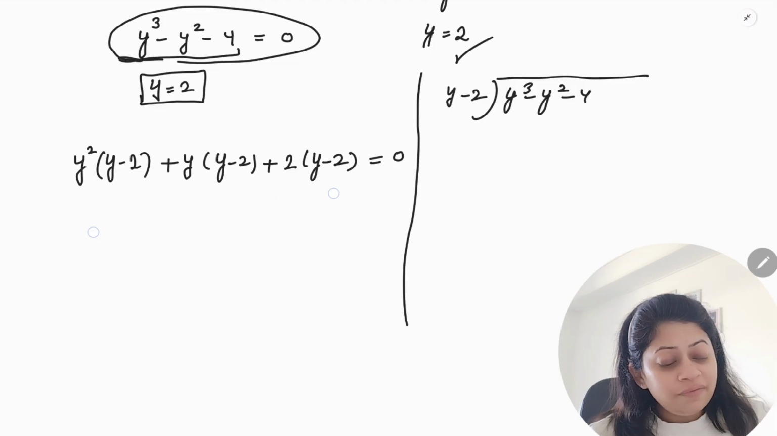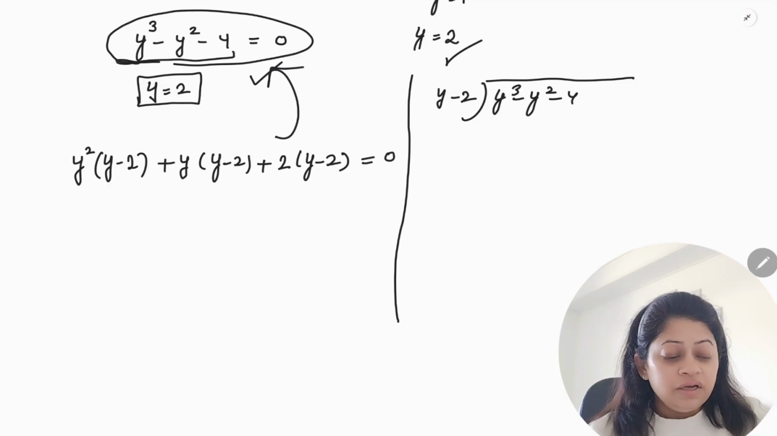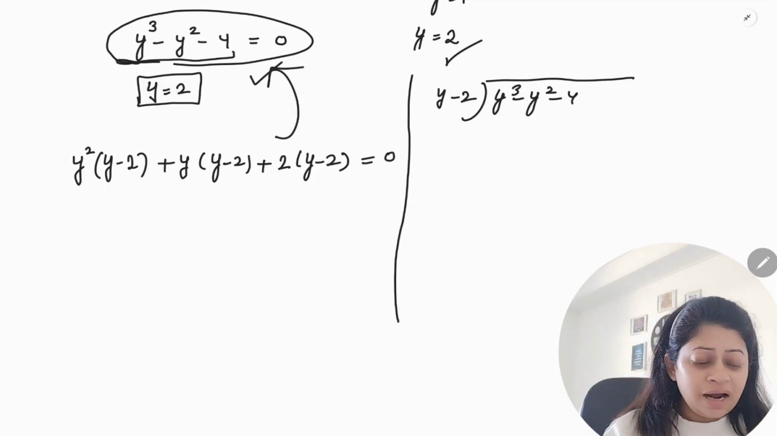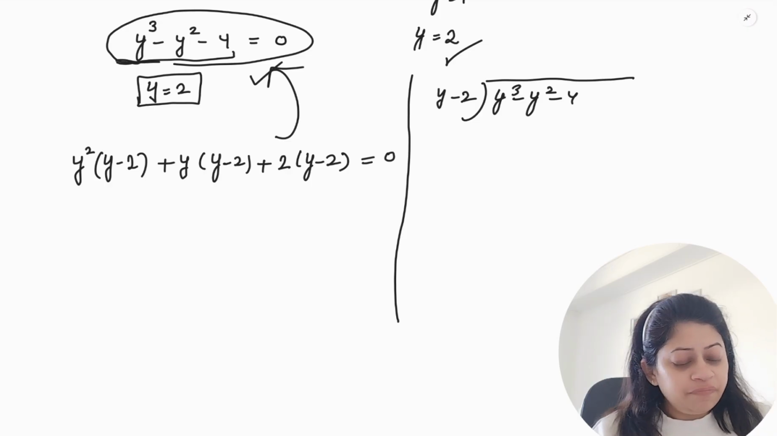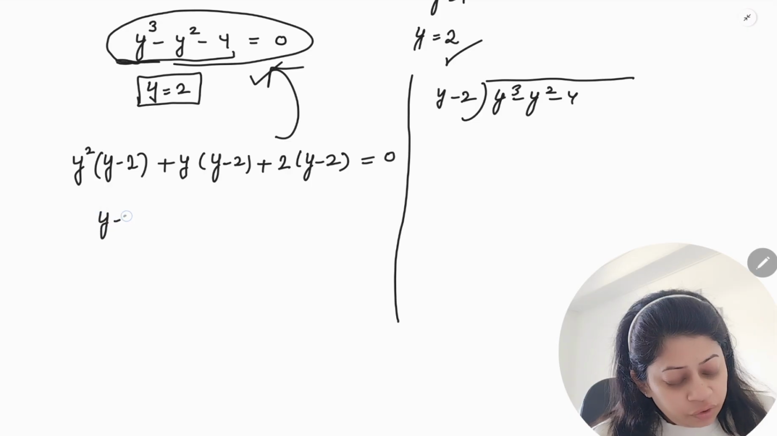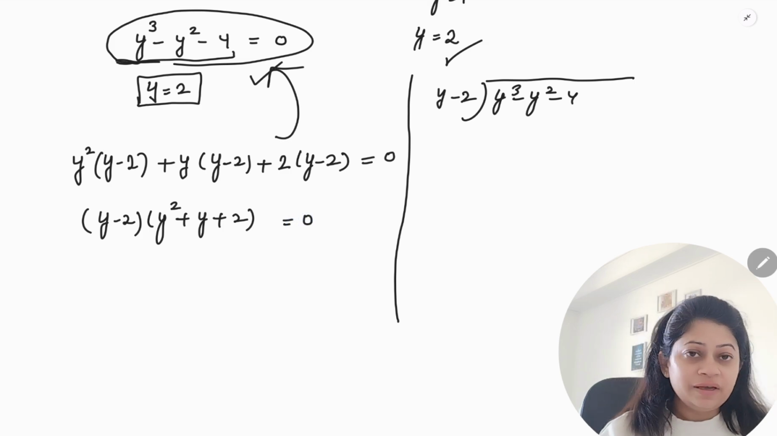Now if you solve this equation, you will eventually get this equation only. Okay, so this is what we do. I solved it very slowly, that is why it took time. Otherwise it is very easy once you practice this method. Okay, so you get y minus 2, you take common and then you get y square plus y plus 2 is equal to 0, right?